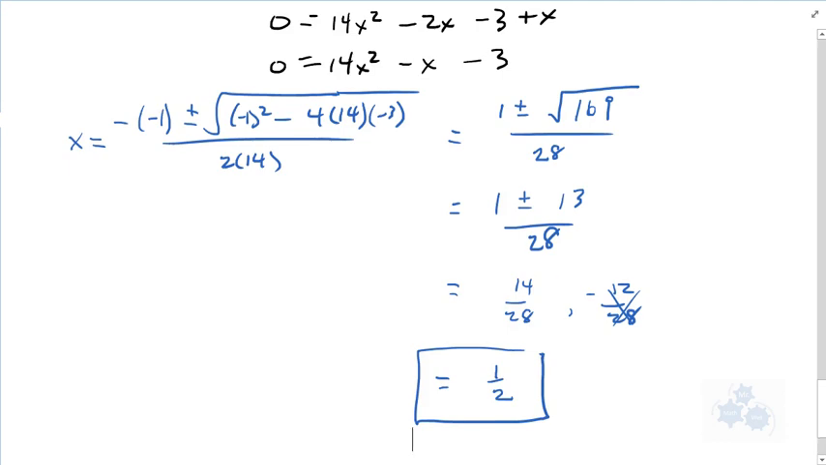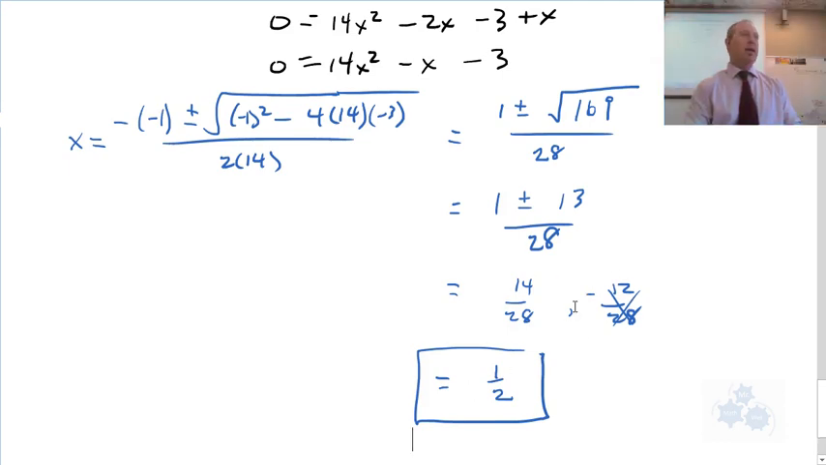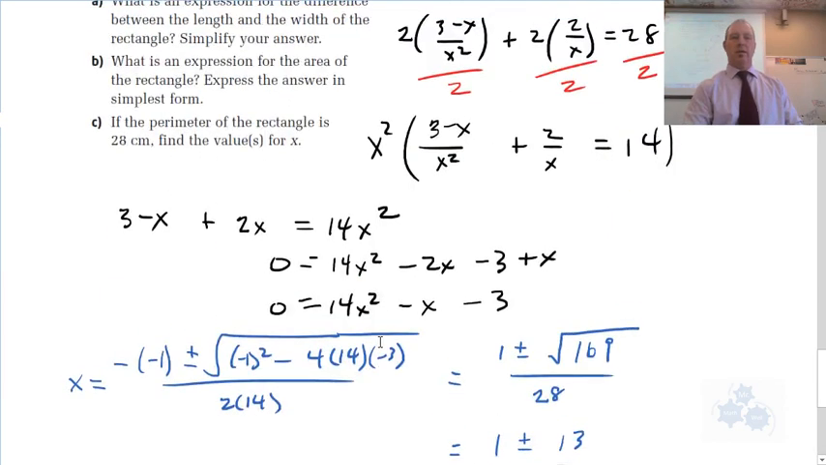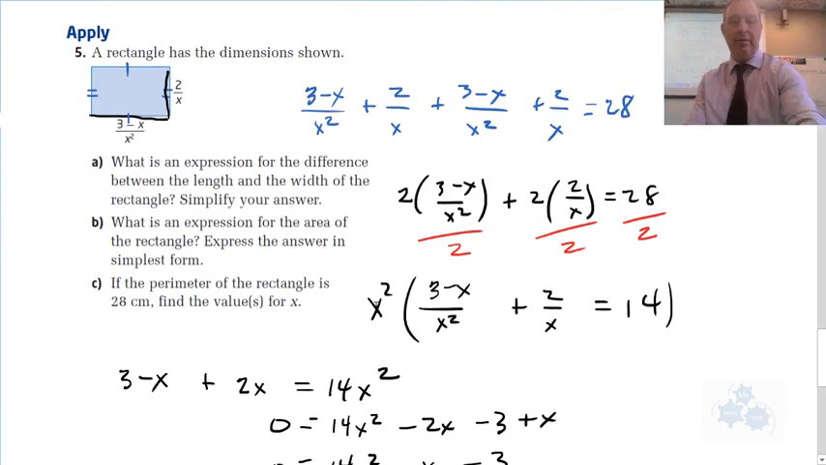Okay, so you follow that through, and you should have 1/2 as an answer. You reject the negative, and you can plug that in to the equation and see if that's true. But that should be how you do 15c or 5c. Sorry.